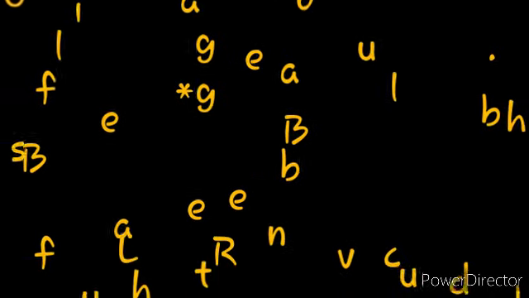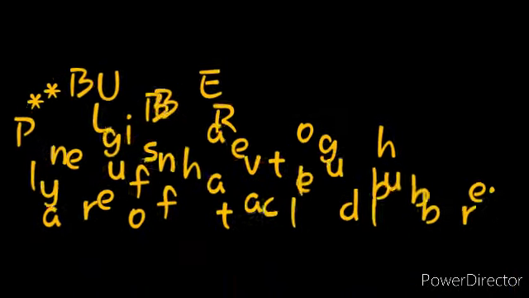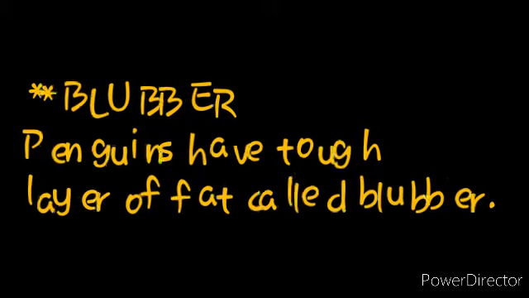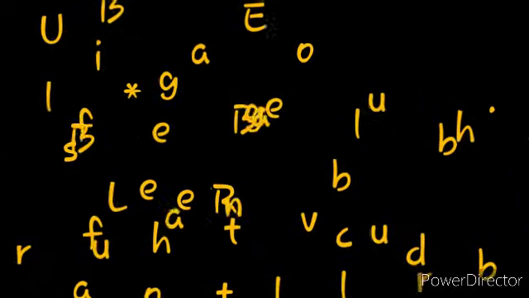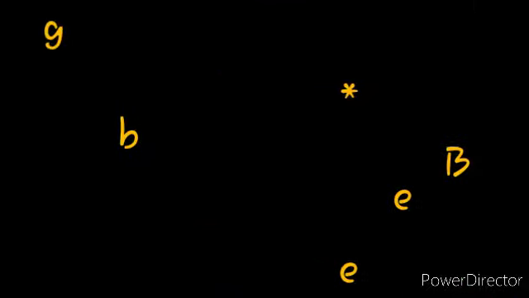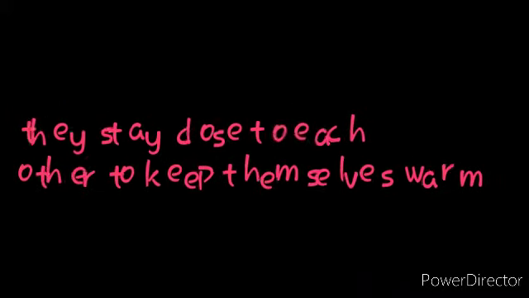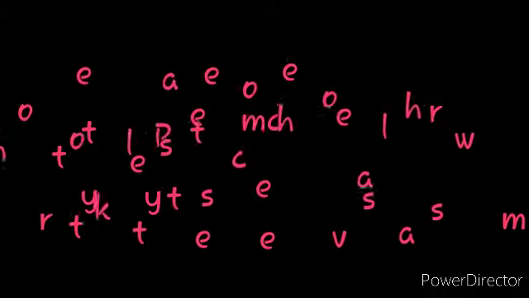The dense layer of fur on their body keeps them warm in the extreme cold climate of the polar regions. Polar bears also have a thick layer of fat under their skin. It keeps them warm and also acts as a source of energy. We can find penguins in the South Pole. Penguins have a tough layer of fat called blubber under the skin. The blubber keeps their bodies warm. Penguins also stay close to each other to keep themselves warm.